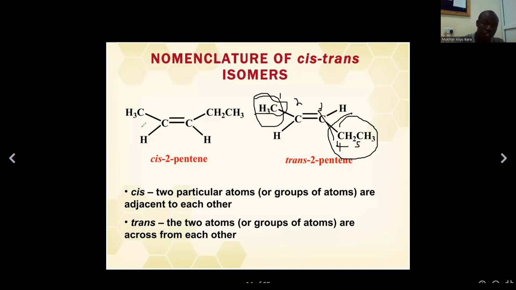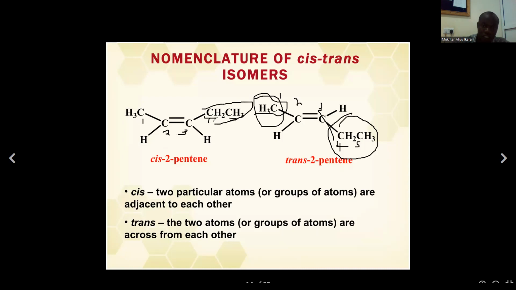And this one, look at it, all the groups attached to the carbons of the double bond are on the same side. That is why they are cis. If you number them 1, 2, 3, 4, 5, you see that you have cis-2-pentene, because the double bond is at carbon 2. So this is how you recognize them.